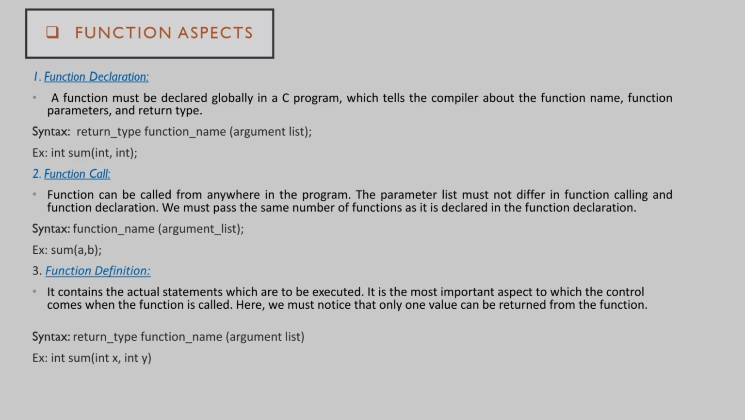Function definition: it contains the actual statements which are to be executed. It is the most important aspect, where the control comes when the function is called. Here we must notice that only one value can be returned from the function. Syntax: return type, function name, argument list.